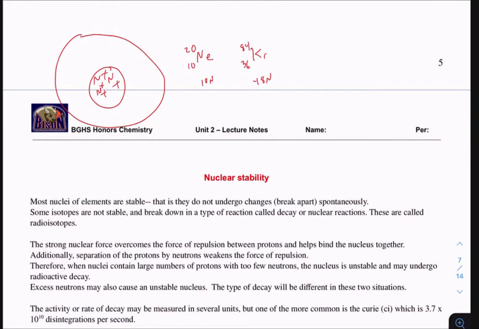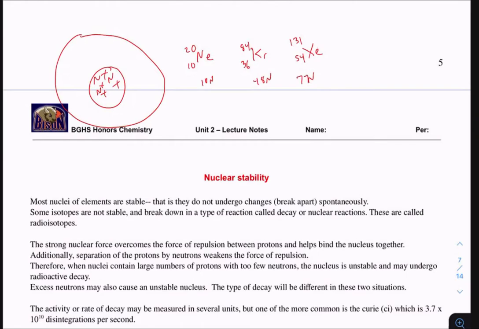Okay, so let's move further down. Let's look at xenon. Xenon has 54 protons. Xenon's mass is 131. Okay. So how many neutrons do we have there? 131 minus 54, so 77. 77 neutrons.